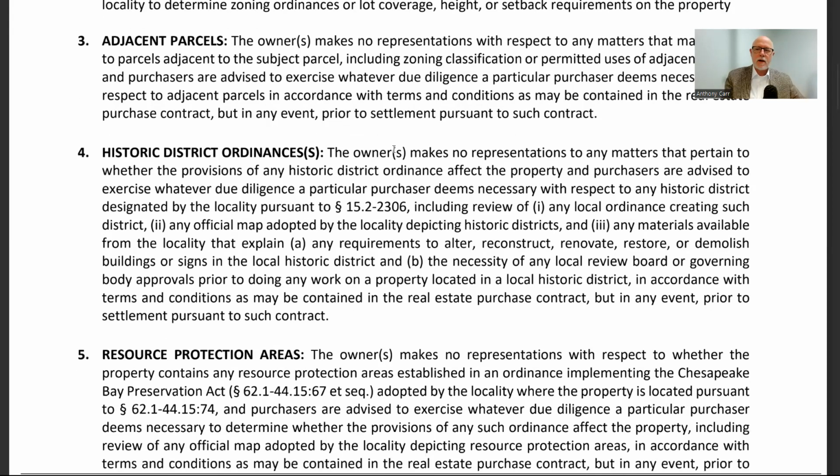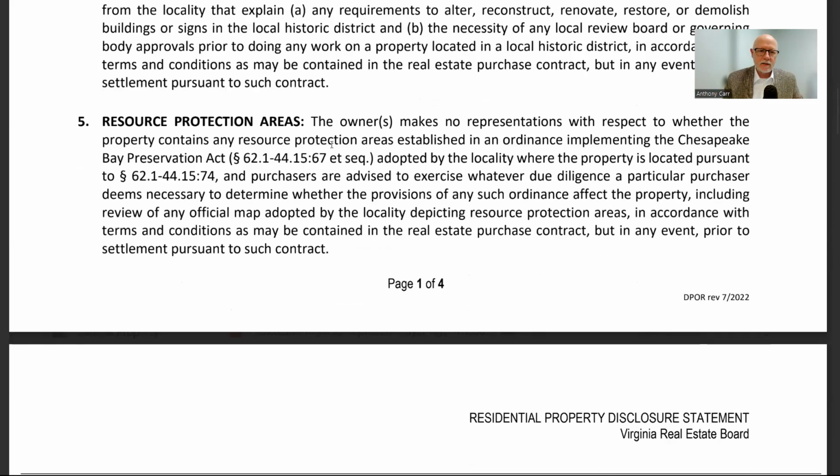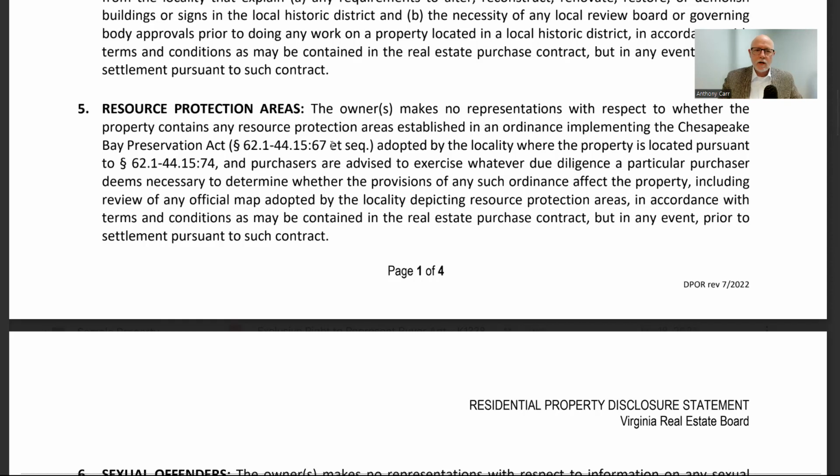Makes no representations to matters that pertain to whether the provisions of any historic district ordinance affect the property. So if you're in an older part of town, Old Town Alexandria, Fairfax, these are some of the towns that we have that are maybe under historic district ordinances, Fredericksburg, places like this that have a historic piece to it. They're making no representation as to whether they're in one or not in one. You'll have to check that out as a buyer of a property. Resource protection areas, don't know, and make no representations of anything that's connected to the Chesapeake Bay Preservation Act.